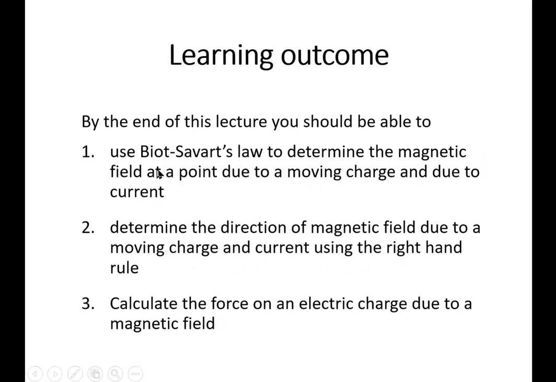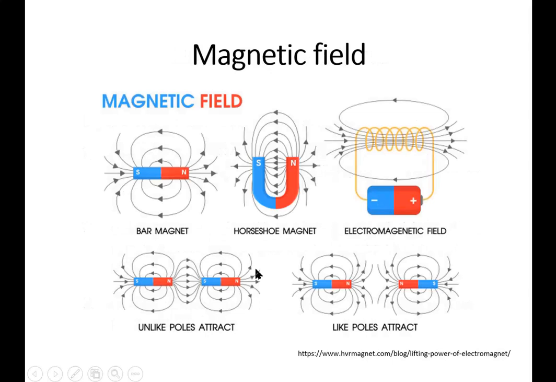So our learning outcome will be to use Biot-Savart's law to determine the magnetic field at a point due to a moving charge and due to current, and determine the direction of the magnetic field due to a moving charge and current using the right hand grip rule. Also, we'll be able to calculate the force on an electric charge due to the magnetic field.